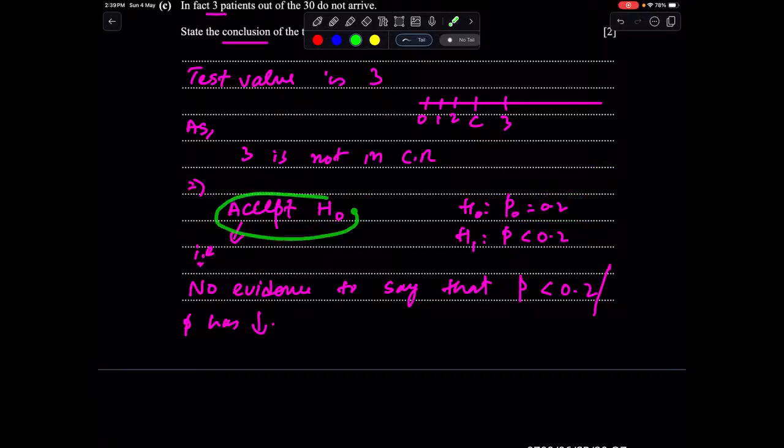If you are accepting H0, you can conclude in this way. You are rejecting H1. You are rejecting P less than 0.2. So you have to say no evidence that P is less than 0.2. Or you can conclude in this way as well. Evidence that P is 0.2. So you can give your answer in any way. But this is the best way. Accepting H0 means conclude in this way. No evidence that P is less than 0.2.